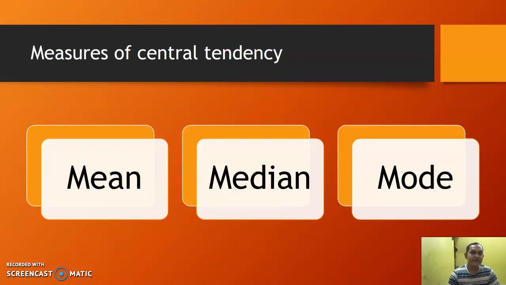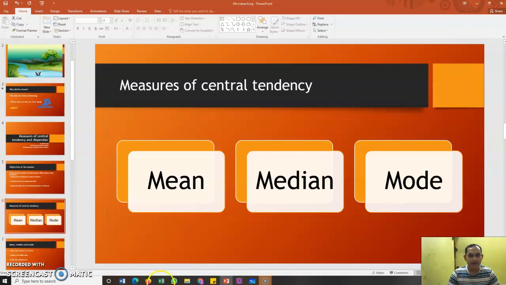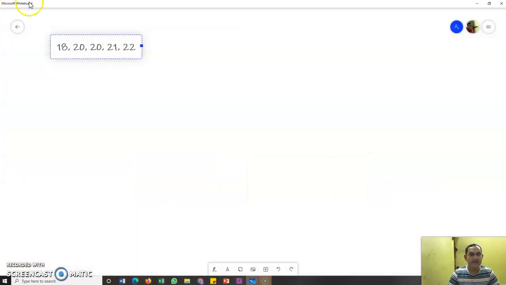So coming to the measures of central tendency, there are three: mean, median, and mode. Now let's see how we calculate these. Suppose you have gone to a community to do a survey. Suppose you have entered 5 houses and collected data from 5 individuals, and let's concentrate on the age of the 5 individuals whom you have interviewed. Their age is written here on the whiteboard in ascending order.